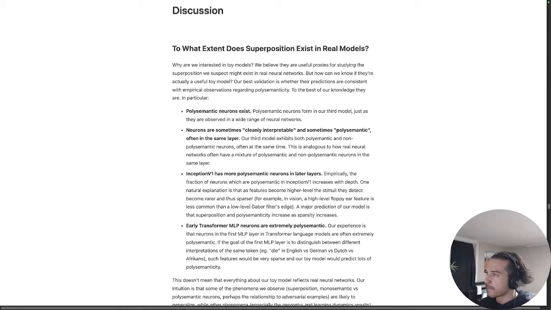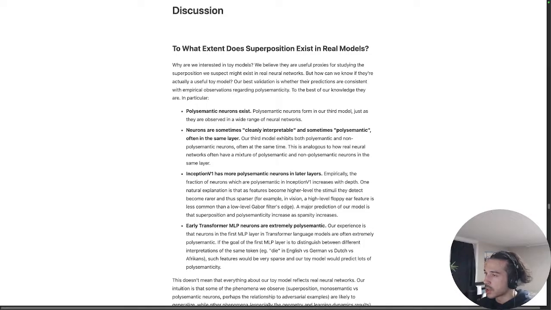Discussion. To what extent does superposition exist in real models? Why are we interested in toy models? We believe they are useful proxies for studying the superposition we suspect might exist in real neural networks. But how can we know if they're actually a useful toy model? Our best validation is whether their predictions are consistent with empirical observations regarding polysemanticity. To the best of our knowledge, they are.